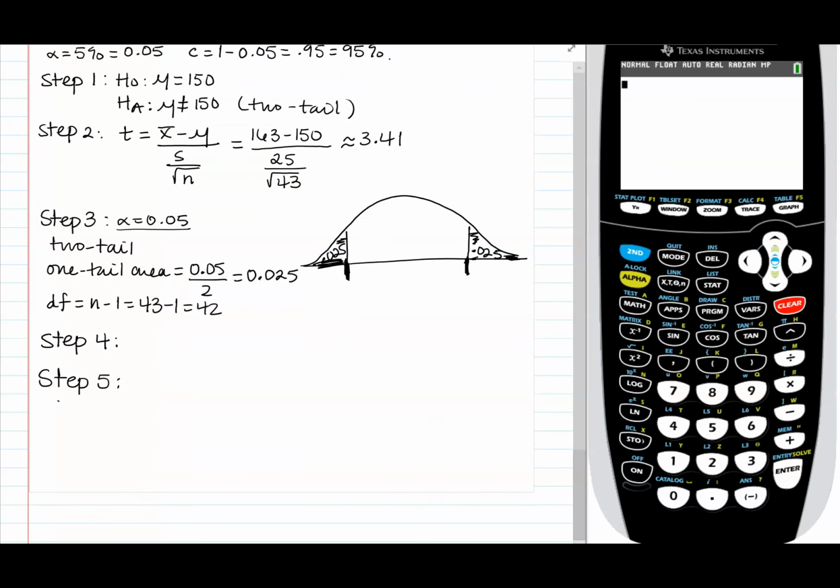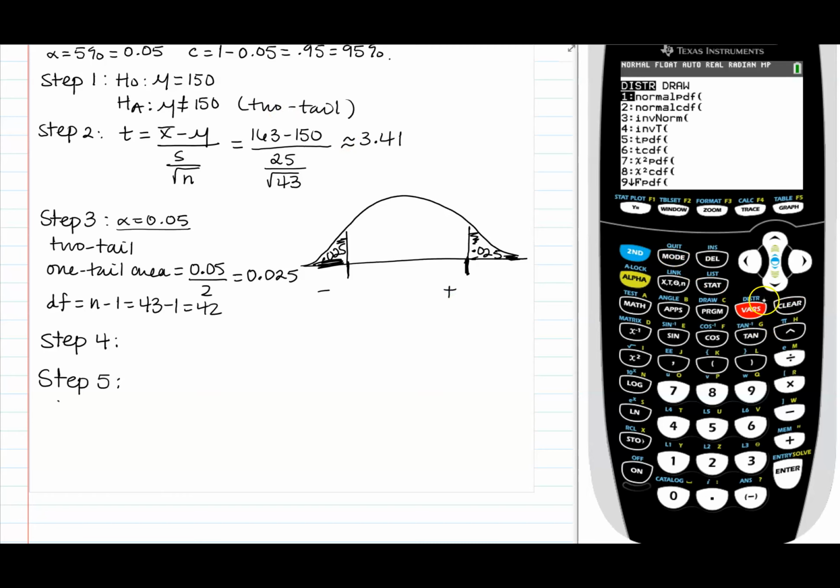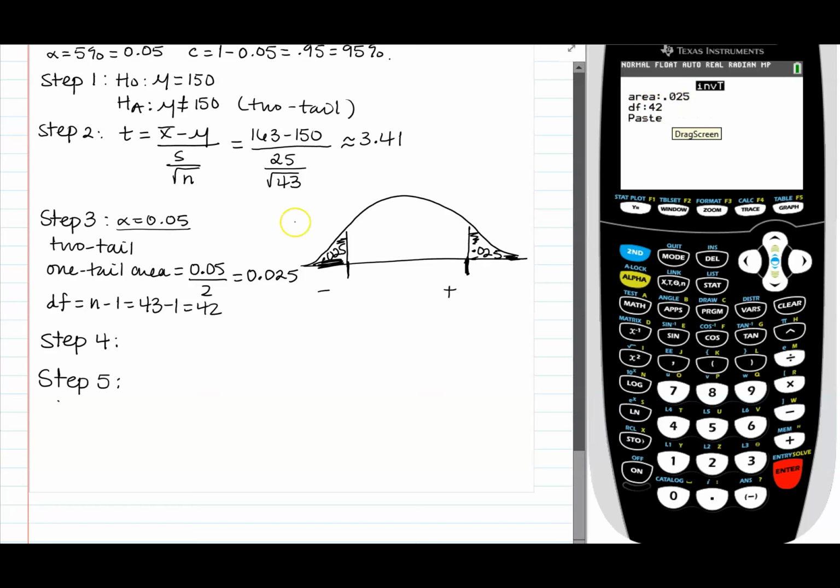Now, using our calculator, we will be able to find this critical value here, this one on the left side, that negative critical value, and the positive critical value will just be the opposite of that. So to find that on our calculator, we're going to hit second vars to get to DISTR, the distribution, and we're going to go down to invT because we want to invert the t-distribution. This is going to ask us for two things. The first of which is the area. The area it wants is the area to the left of the value you're looking for. So since we're looking for this critical value here, its left area is 0.025.